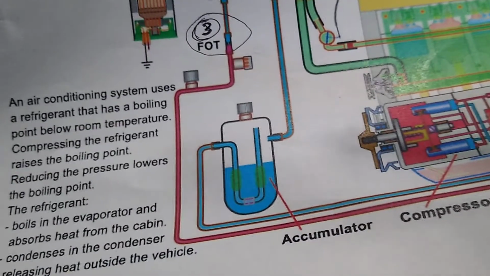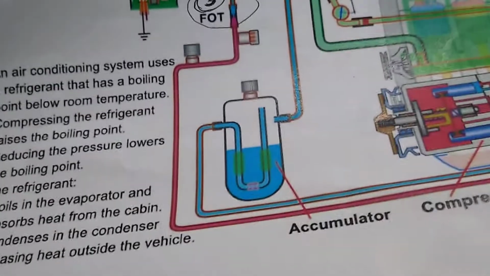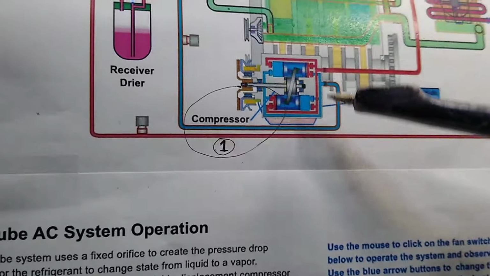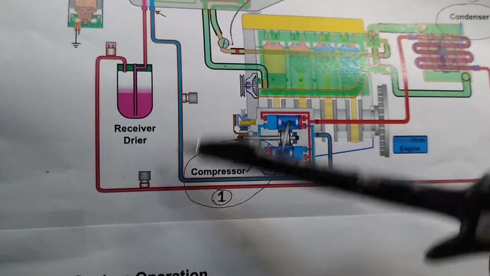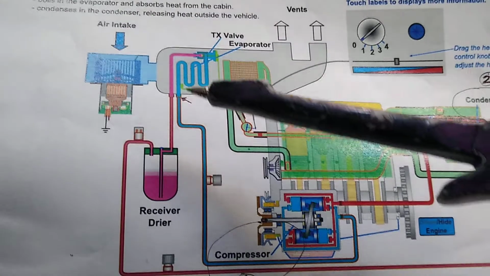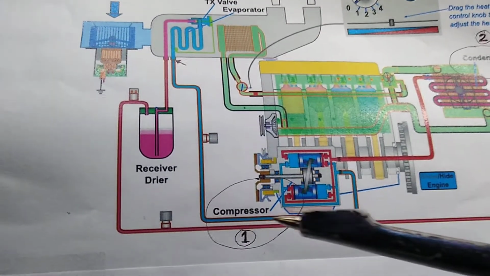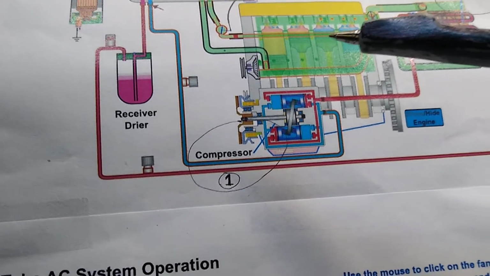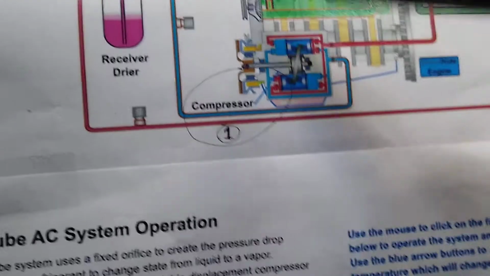The gaseous refrigerant then travels back to the compressor, which is this right here. The low pressure gas travels back to the compressor to start the cycle over.